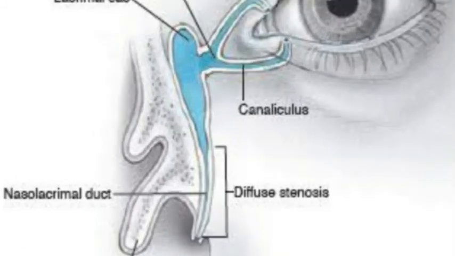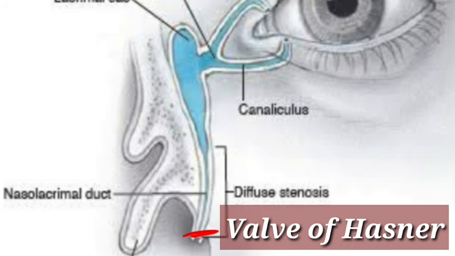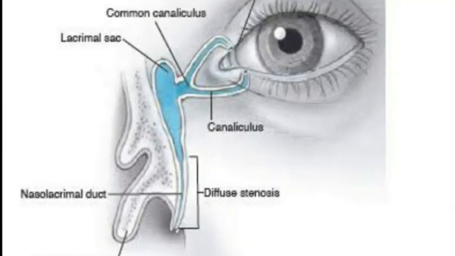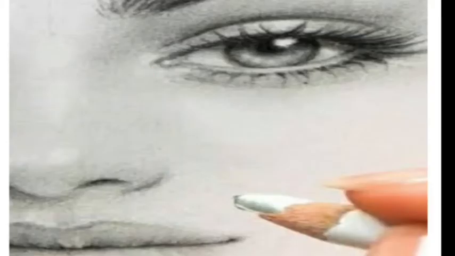So at the point where it opens into the inferior meatus, it has one more valve called the valve of Hasner, which closes this opening whenever needed to prevent the reflux of contents from the nose into the nasolacrimal duct. The nasolacrimal duct is narrowest at its upper end. For the external marking of the nasolacrimal duct, it is the line joining the inner canthus to the groove between the ala of the nose and the cheek. So this is about the NLD or the nasolacrimal duct.